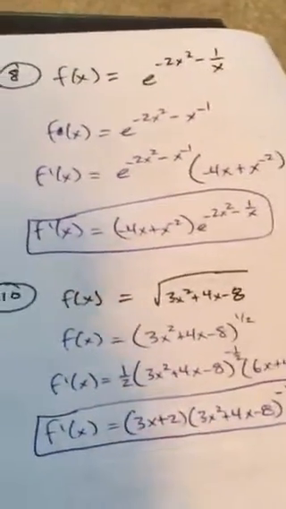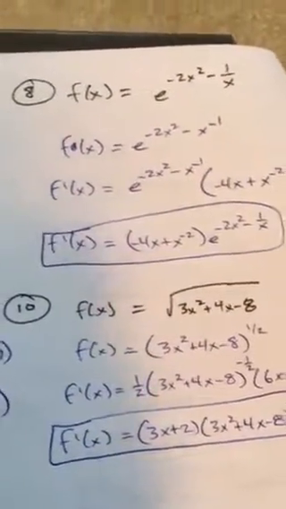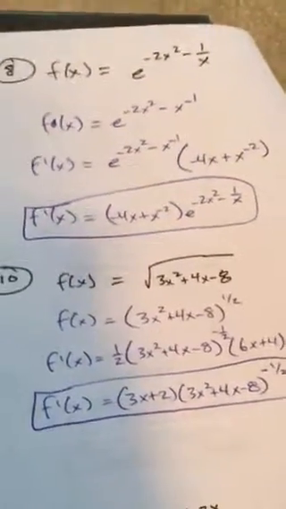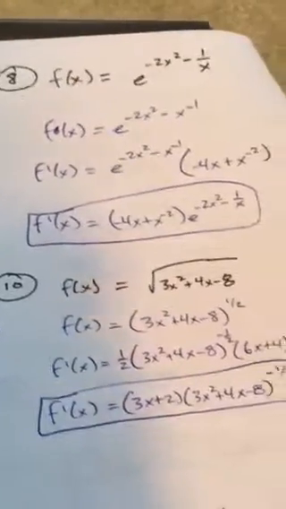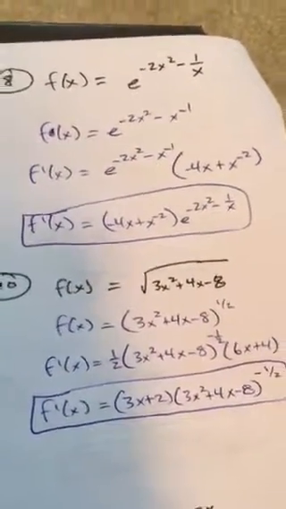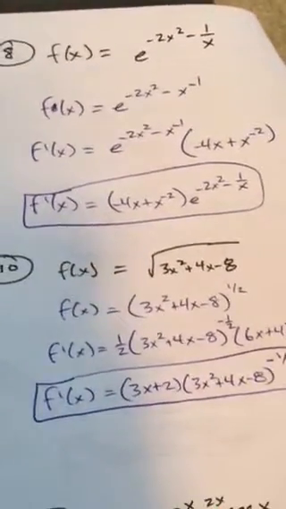This one right here, folks, take the derivative of e to any x, which is just e to some power times the derivative of that power, right? Negative 1 over x is negative x to the negative first. And then that's what we get, all right?